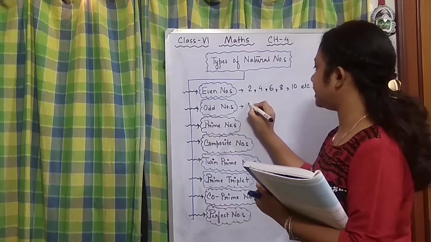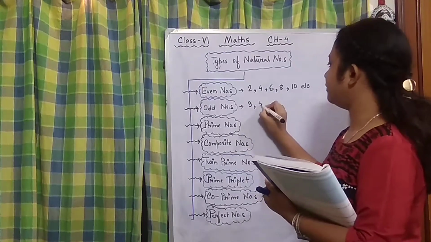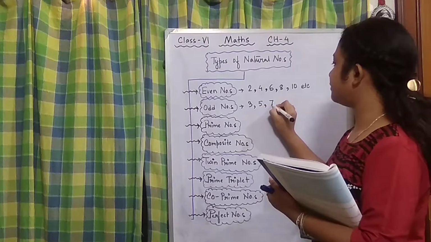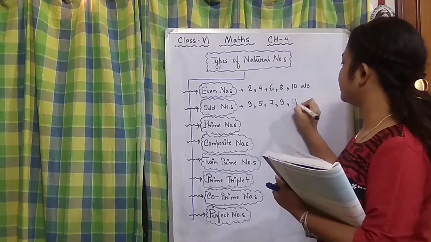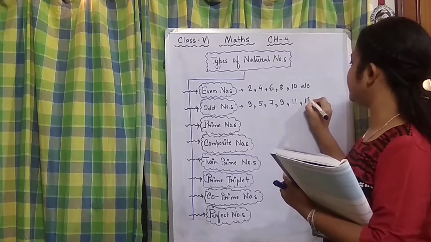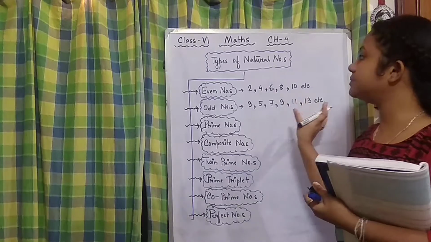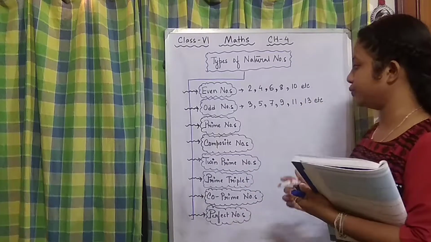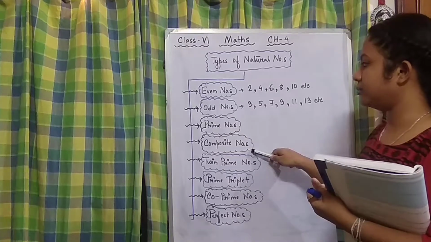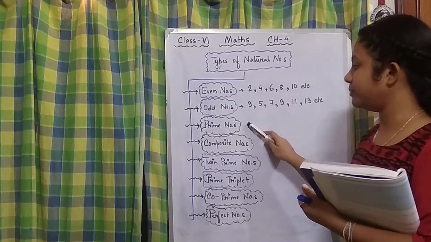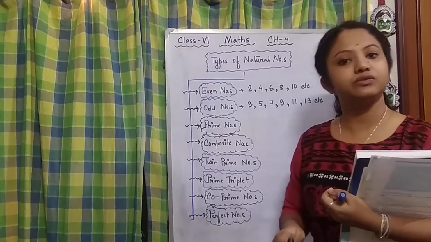So we can say 3, 5, 7, 9, 11, 13, etc. These numbers are the odd numbers because they are not divisible by 2. Now after that, see another set of types of numbers: prime numbers and composite numbers. They are strikingly opposite to each other once again.